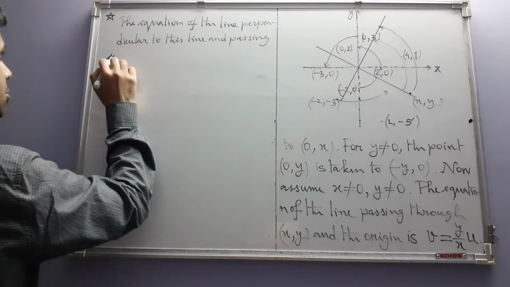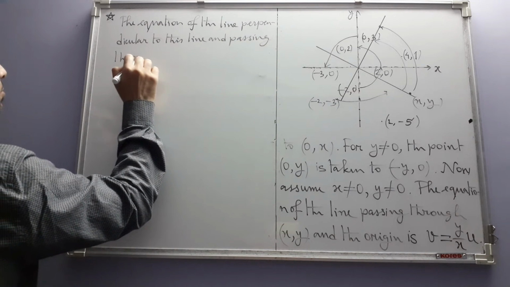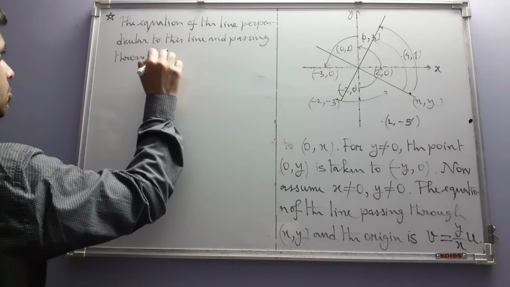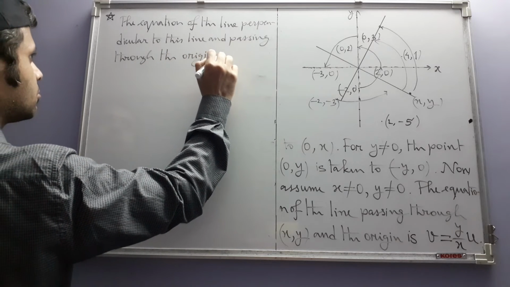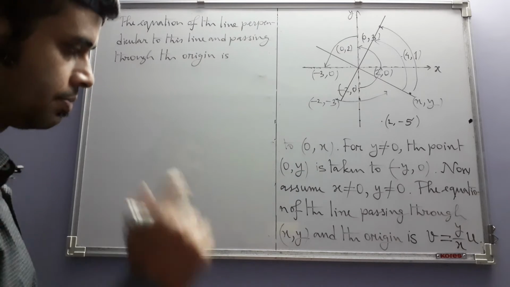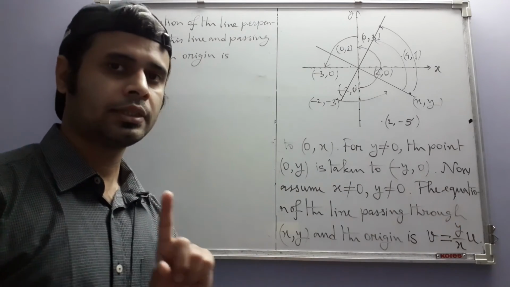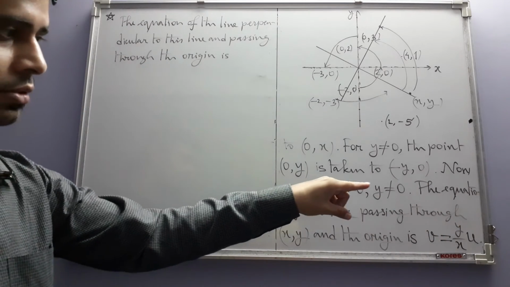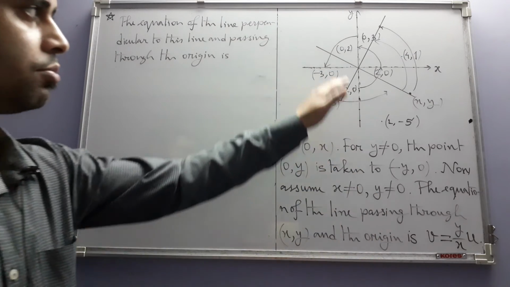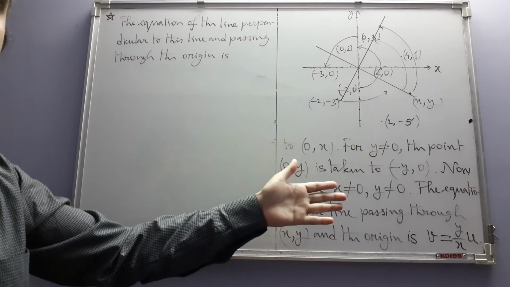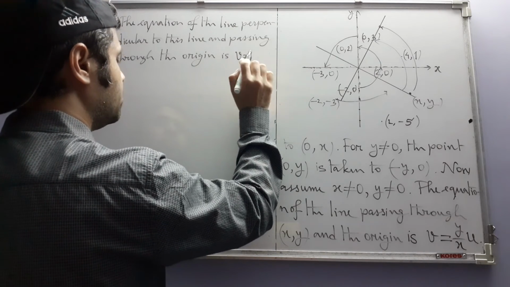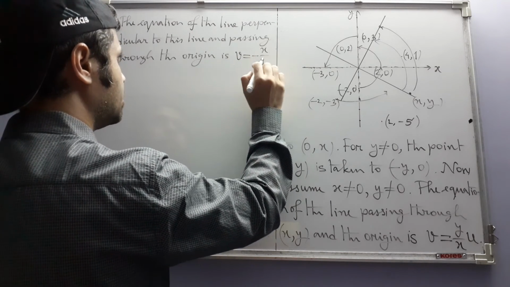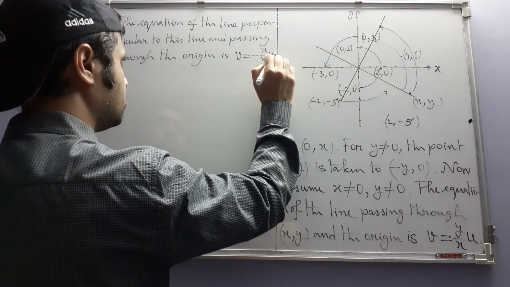And which is also passing through the origin. The slope is, you take the negative reciprocal of the slope of this line, which is y divided by x. So that means it will be minus x divided by y times u.